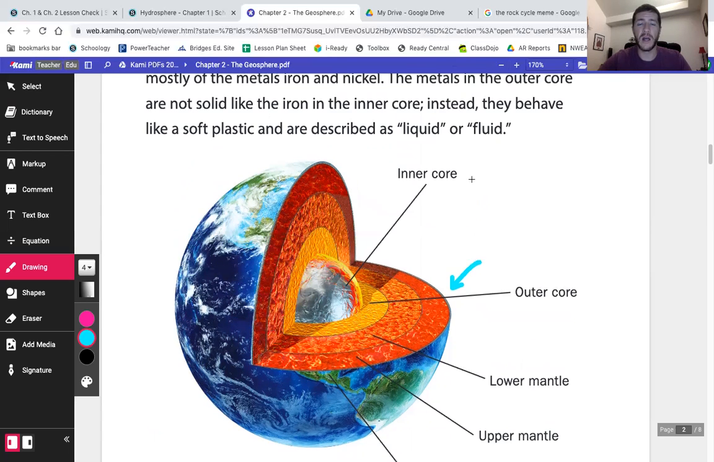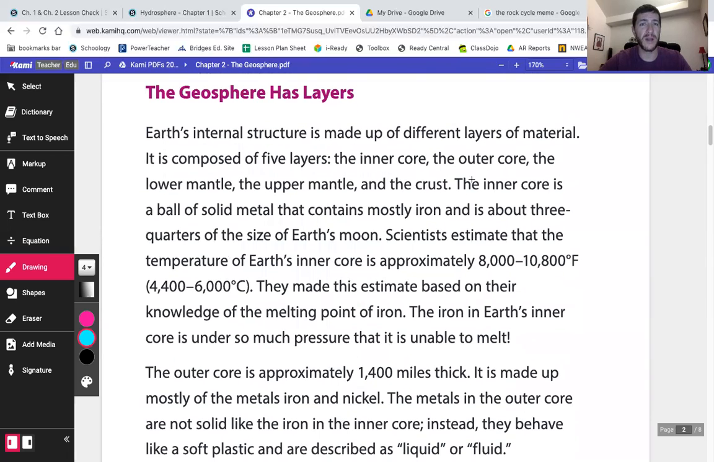A couple little things up at the top right here. There are 5 different layers. We've got inner core, outer core, lower mantle, upper mantle, and the crust. The inner core is a ball of solid metal that contains mostly iron and is about 3/4 the size of Earth's moon. Wow, that is pretty big.